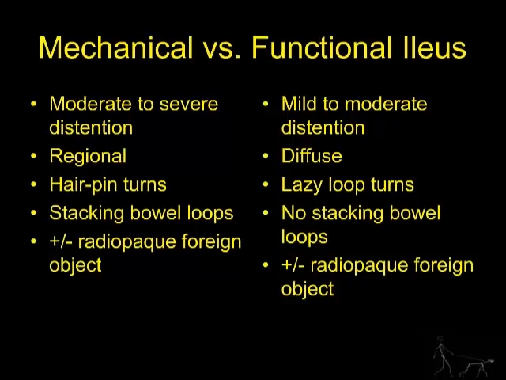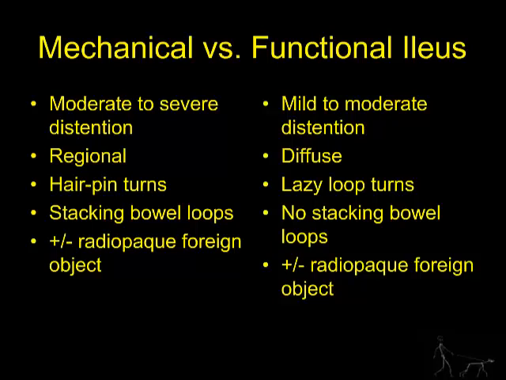This is a chart that will help differentiate a mechanical versus functional ileus on plain film radiographs. As you can see with mechanical ileus, the amount of distension of the small bowel is typically moderate to severe, and the distension is typically regional. With a mechanical ileus, it is very common to see hairpin, very tight turns and stacking small bowel loops. Also with mechanical ileus, you may or may not actually see the radiopaque foreign object.